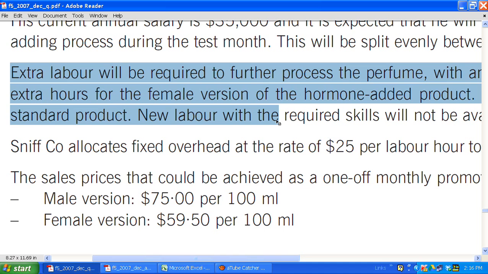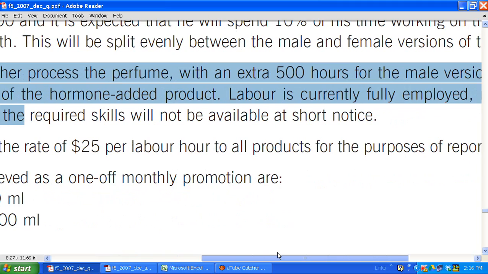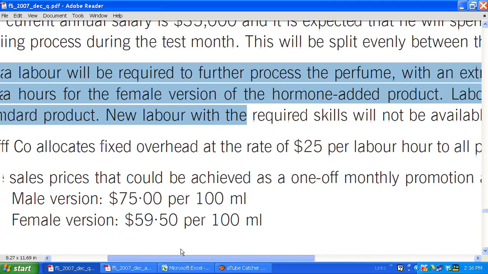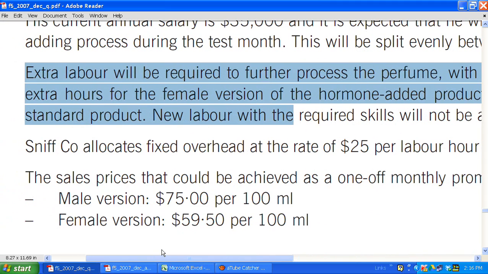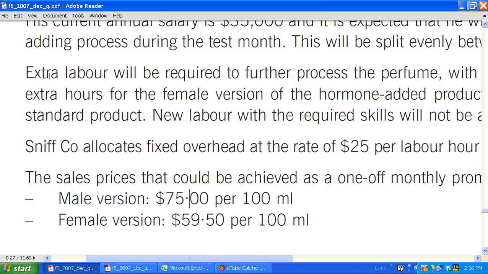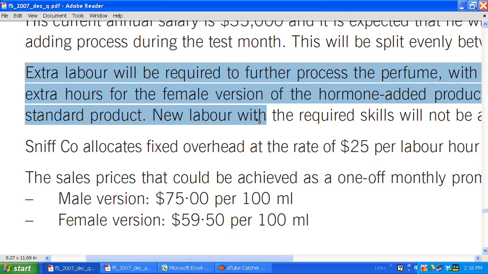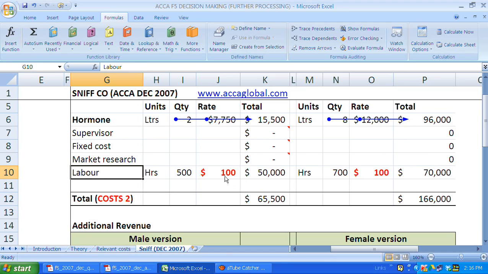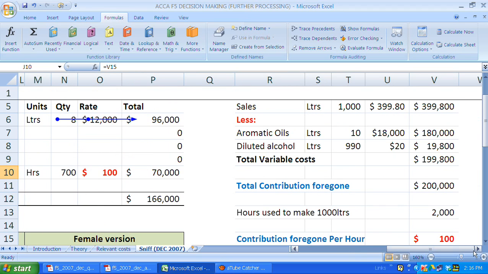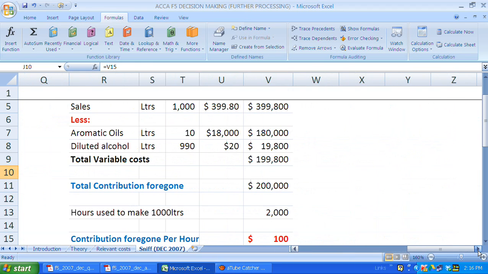Now in this case, they're telling us that we shall need an extra 500 hours for male and 700 hours for the female. That means there's no extra capacity. That means the cost of the labor is not the normal rate, but will be the contribution foregone from diverting the labor. So that's what we're going to try and compute here, and let's see how we can compute this figure.